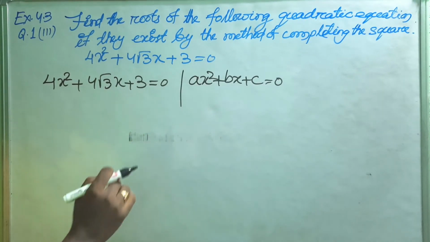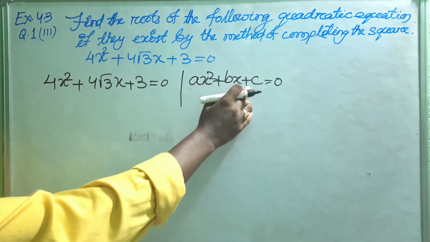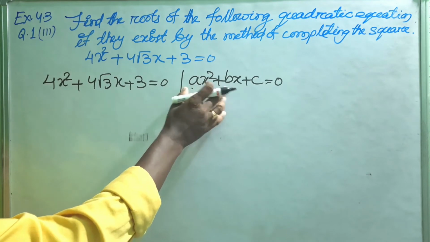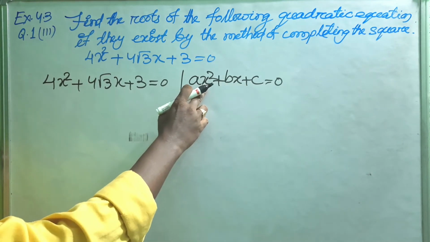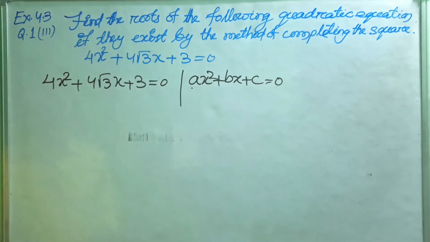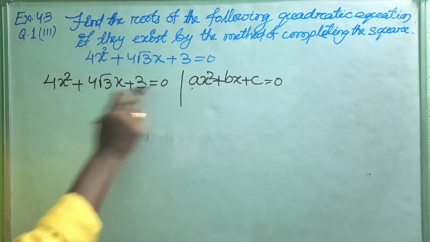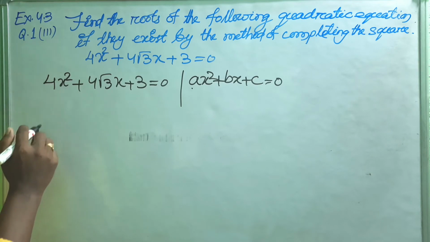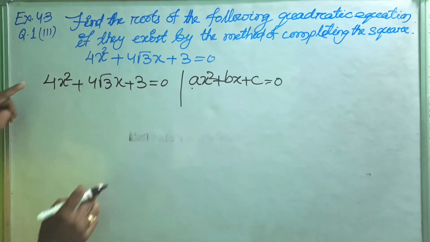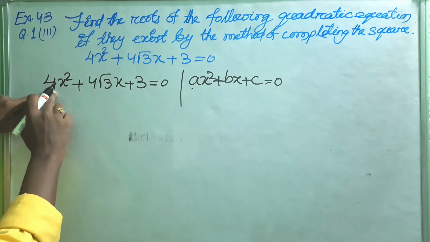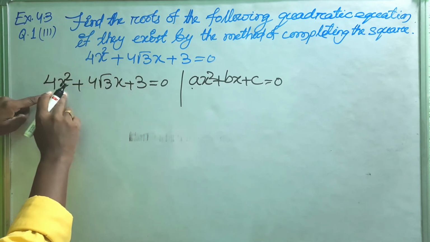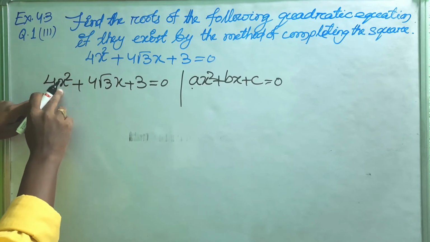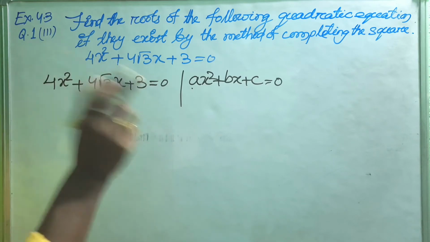So in general form, when we solve this equation by completing square method, then what we do? First we divide the whole equation by the coefficient of x square, that is a. Okay, now look here in place of a, here is 4. So that means the coefficient of x square is 4, that is a is 4. So you will divide this whole equation by 4.